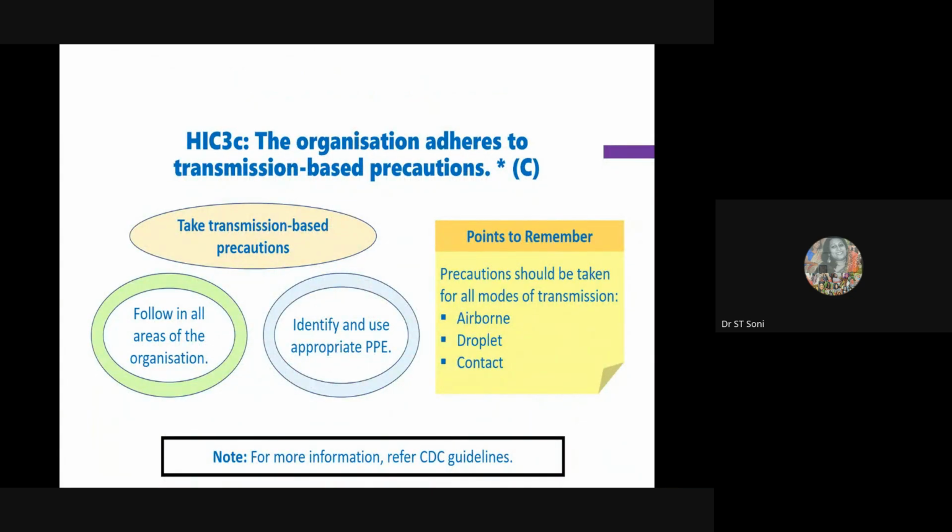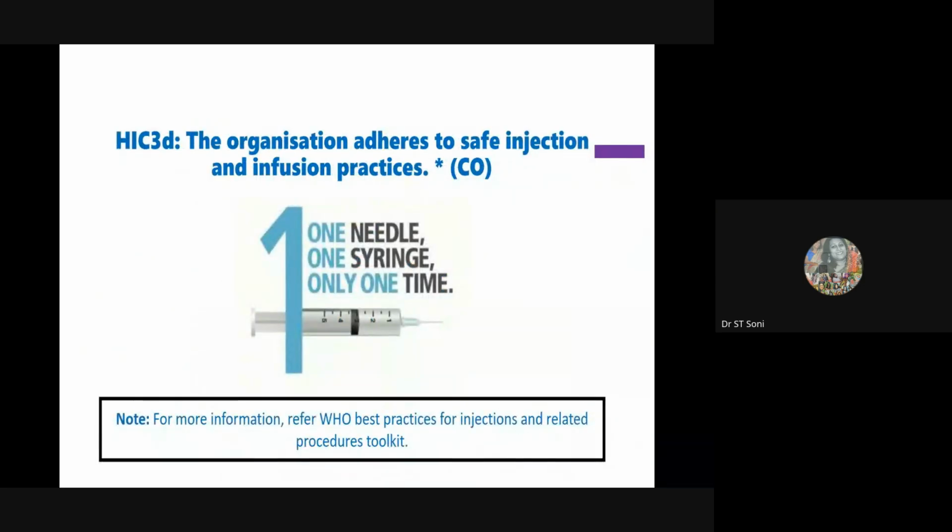Transmission based precautions: we have airborne, droplet, and contact precautions. Airborne and droplet are for respiratory diseases, like swine flu and tuberculosis. And contact precaution, for measles, mumps, and scabies or skin diseases.